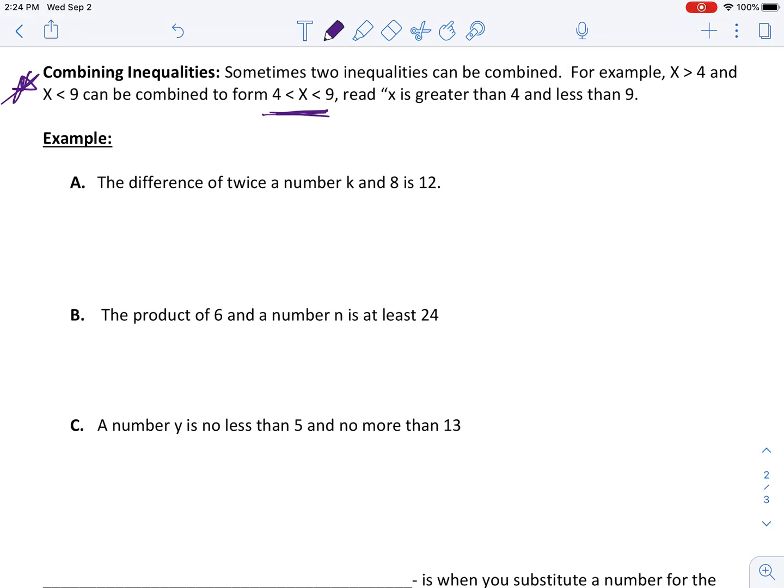All right, so these couple of examples, we need to write out what they're saying algebraically. The first one says the difference of twice a number k and 8 is 12. So the difference of twice a number k, well, twice a number is 2 times k. And difference means subtract. So the difference between twice a number k and 8 is, or is equal to, 12.